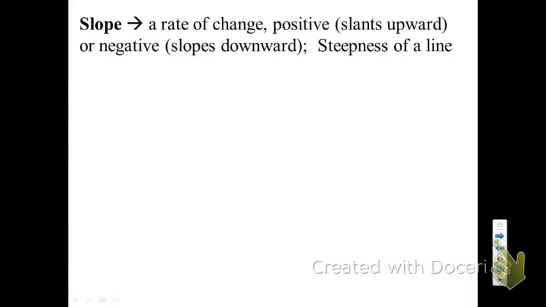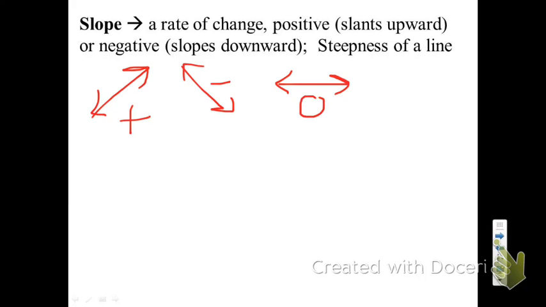So first of all, slope is a rate of change. It's positive if it slants upward, or negative if it slopes downward, and a lot of times slope refers to the steepness of a line. So this would have what's called a positive slope. This one's negative. If we have a line that is horizontal, we say it has a 0 slope, and if we have one that's vertical, we say this is undefined.